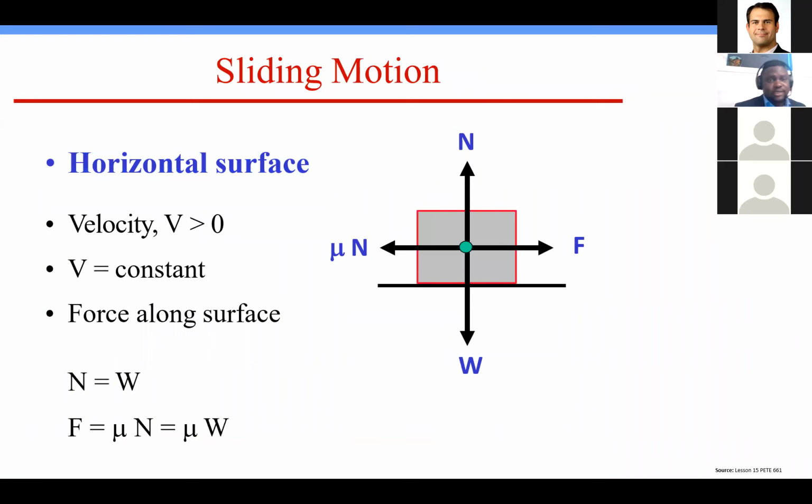Now, as soon as you start sliding, then your velocity is greater than 0, depending on the direction that you're going. In this case, let's assume you're going left. That means your frictional force will go in the opposite direction. But it's still, nothing has gone wrong here. The frictional force is obviously the friction factor multiplied by the normal force.